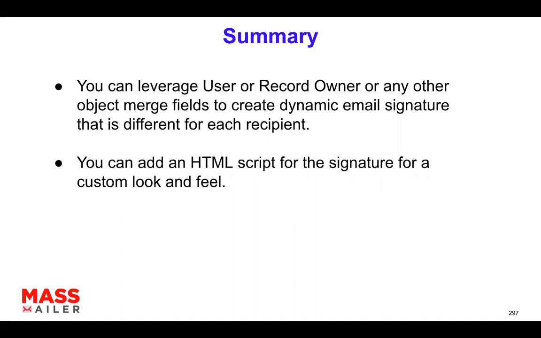If you ever need to have just a custom look and feel, you can still achieve that using an HTML snippet. Again, that is something that you will have to generate, or you can use a tool to generate the HTML snippet, and you can just include that as part of your signature. So there are a couple of approaches that you can really use to get this dynamic email signature in your email templates. Okay, so let's take a look at it.